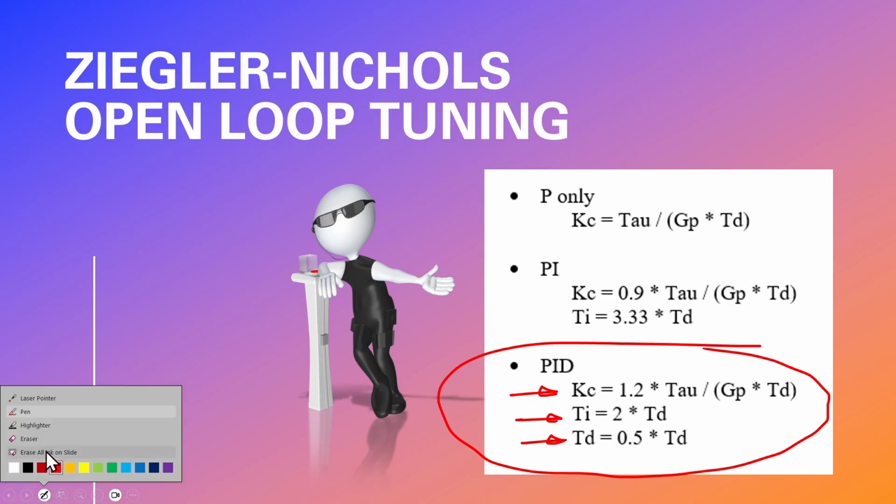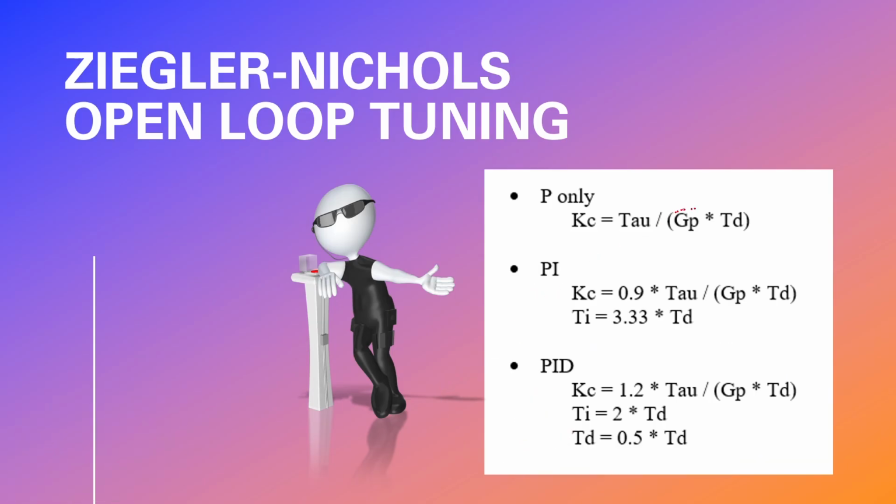Now, as far as these formulas are concerned, the gain of the process would be one of the more important ones, and that's really just going to be the change in the process variable divided by the change in the output that would have caused that. TD is my dead time, the time that elapses from when the output is changed until I can see a noticeable change in the process variable. The other one that you might see over there is tau.